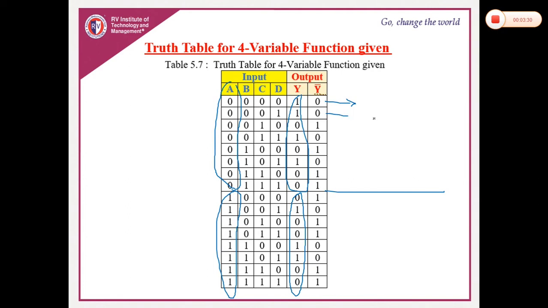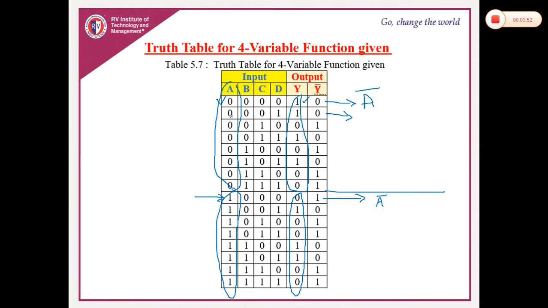Whenever A is 0, output Y is 1. But whenever A is 1, output is 0. So it is nothing but A bar, right? Here also A bar. I am repeating, whenever A is 0, you are getting 1. Whenever A is 1, you are getting 0. So it is nothing but A bar.